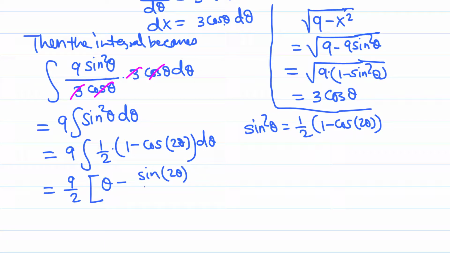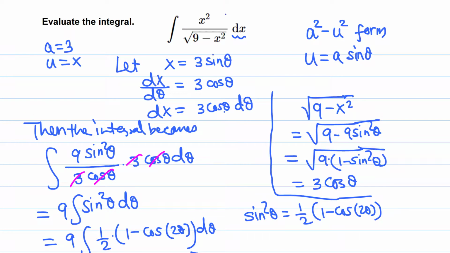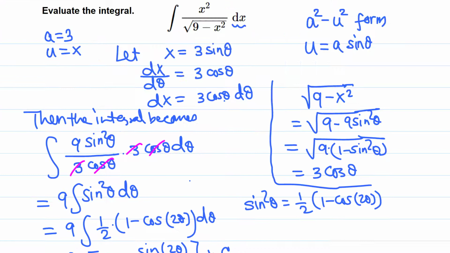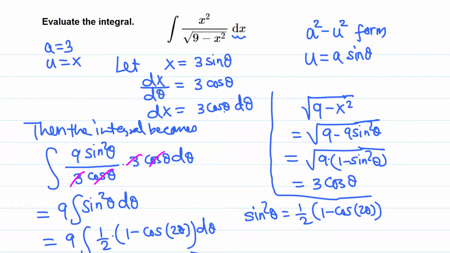But there is a number 2, so we need to divide by 2 plus c. So almost done. Unfortunately, theta was not in the original question, so we need to now substitute theta. Okay, and that starts from here. By the way, whenever we assume something, from there we need to work on a right triangle.